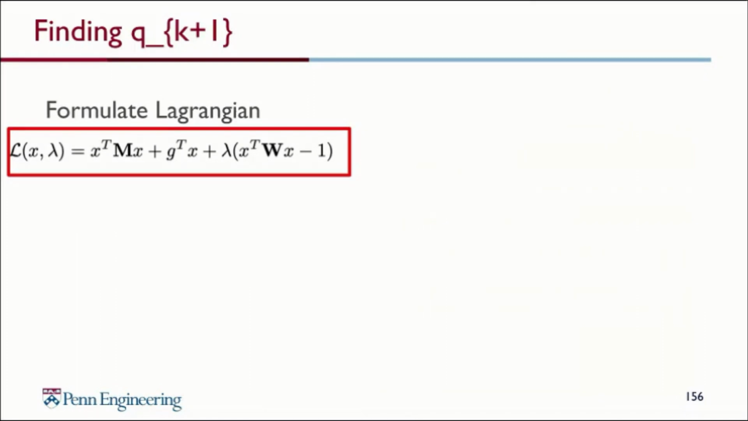Now, in order to find the solution X, we formulate what's called the Lagrangian. Now, intuitively, you can think of the Lagrangian as a way to express both the original problem and the constraints of this problem as a single problem, which can be solved in terms of the original variables and the Lagrangian variables lambda.